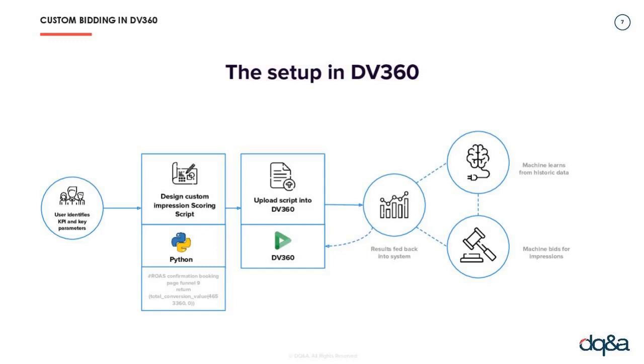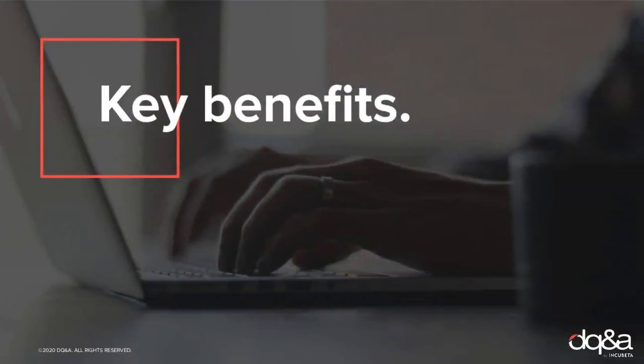That's the machine actually learning from the historic data. And then once you start activating this custom algorithm, the machine is also going to bid for impressions, and those results are going to be fed back into the system. So you're able to also report on what happened on your campaign. And for example, when you're going to set up an experiment and test a control IO against an IO on which you use a custom bidding script, this is really useful to look into.